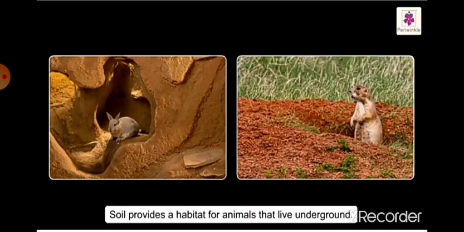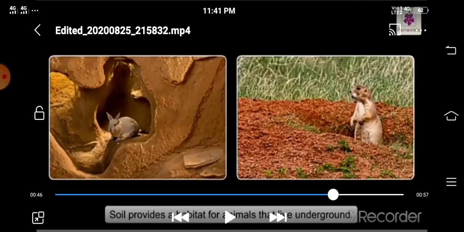So here, soil provides a habitat for animals that live underground, like earthworms and moles. The rabbits also make their home in the soil. So it lives underground. Soil is home for many animals. Earthworms, beetles, ants and snails are some animals that live in soil.